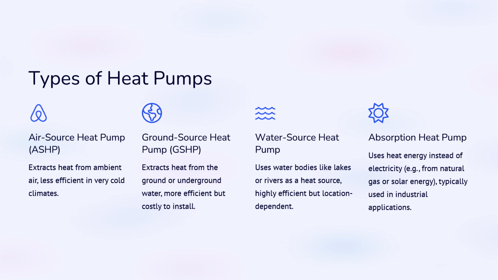The water source heat pump. It uses water bodies like lakes or rivers as a heat source. It's highly efficient but location dependent. The absorption heat pump. It uses heat energy instead of electricity. It's typically used in industrial applications.